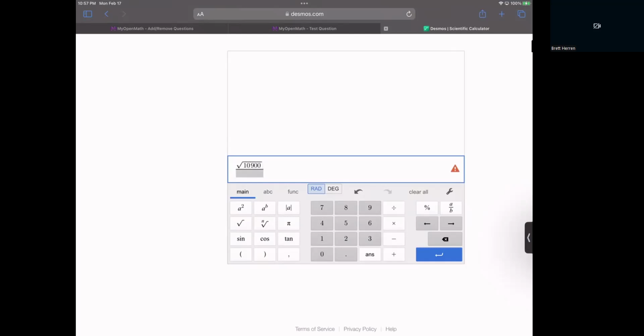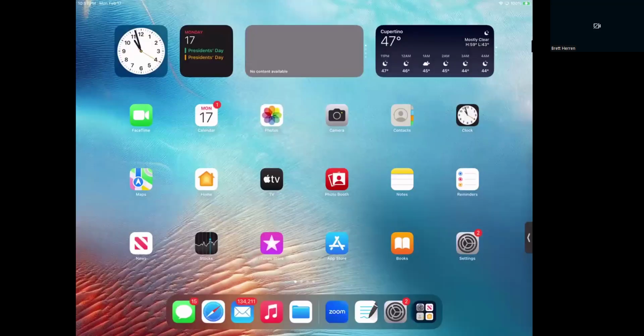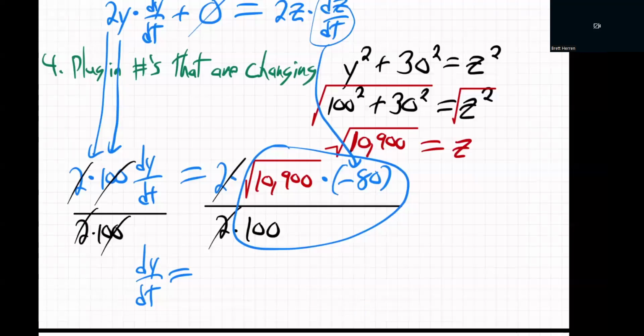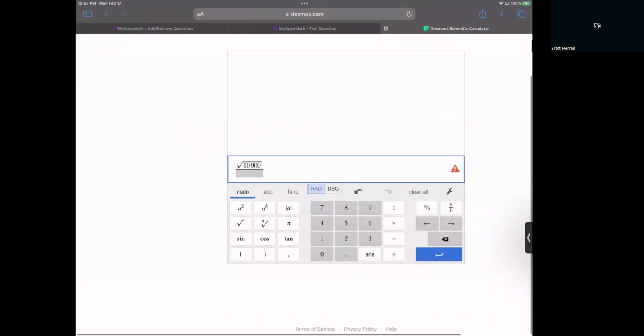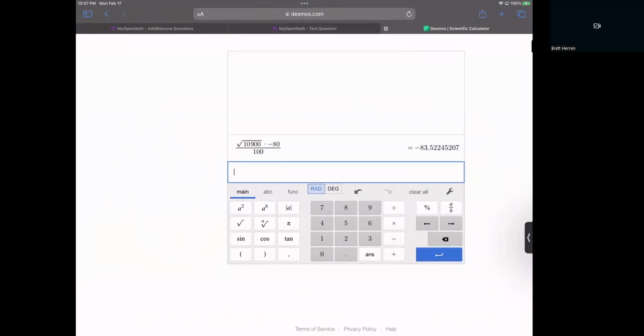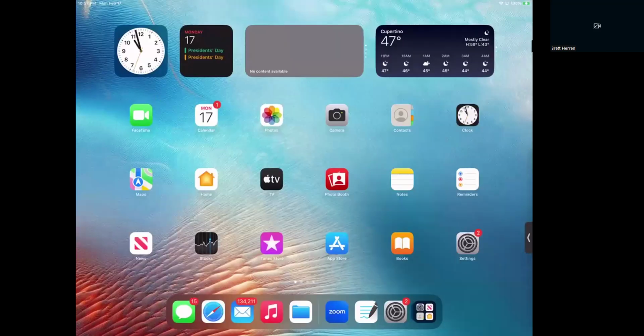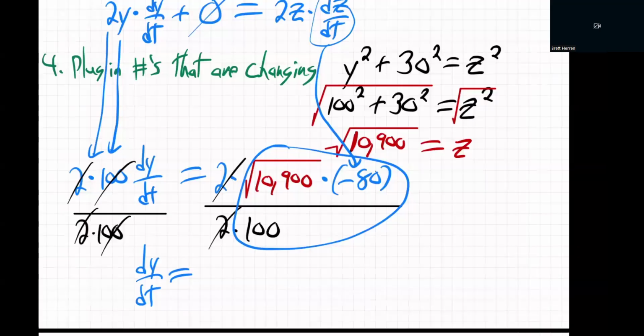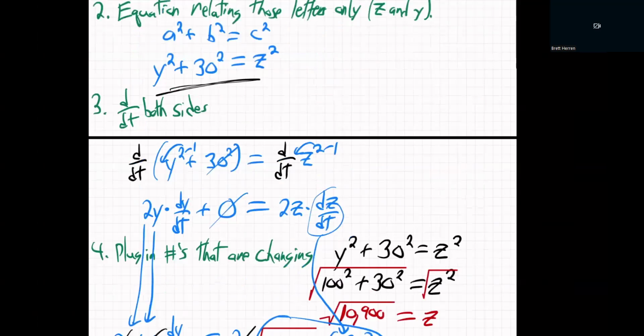Square root of 10,900 times negative 80 over 100. There we go, negative 83.522. So negative 83.522. Now, it's negative. Why is it negative? Because it's decreasing, as we said.